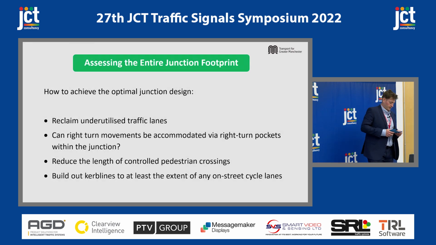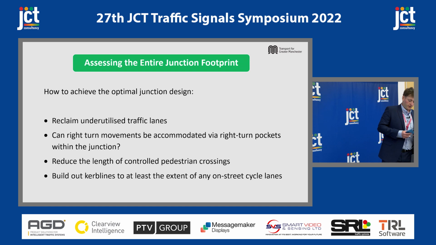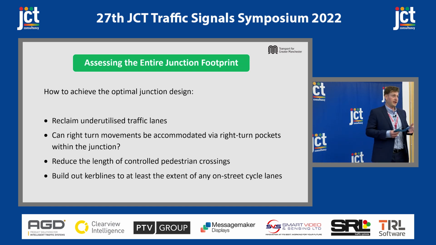So how do we achieve this? It's worth assessing the entire junction footprint up to the highway boundary with a view of maximising these walking and cycling areas. Carriageway space should be strictly limited to cater for only the swept path requirements of the permissible vehicle traffic using any given movement. And this is a key design philosophy that will ensure that the length of the pedestrian crossings and phases are minimised. So the areas of focus within this assessment are: can we reclaim any underutilised traffic lanes?